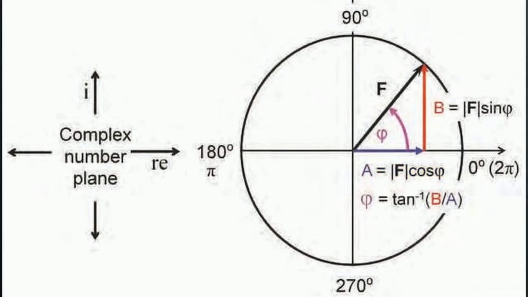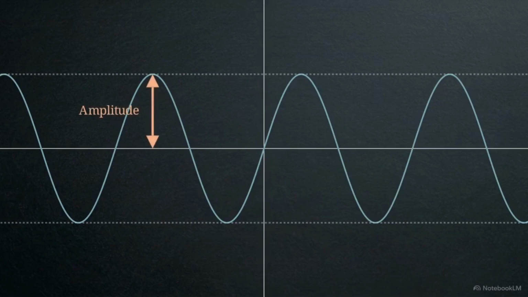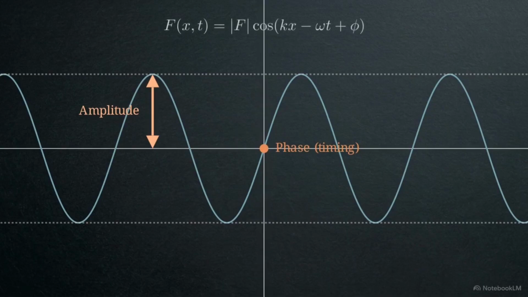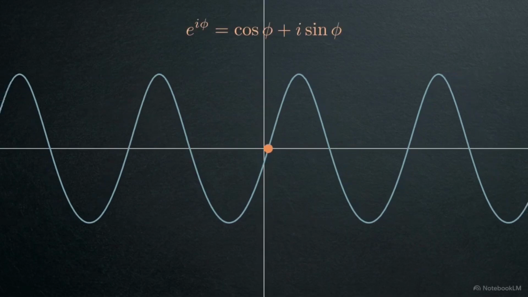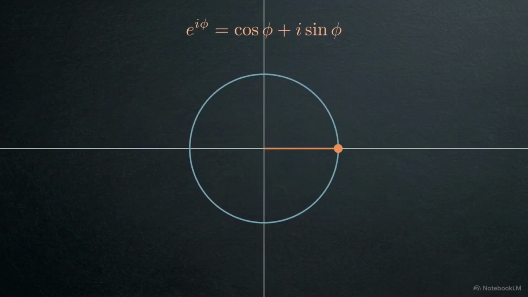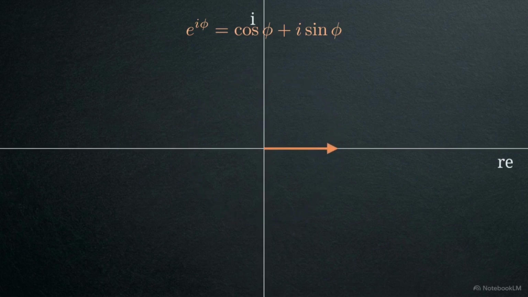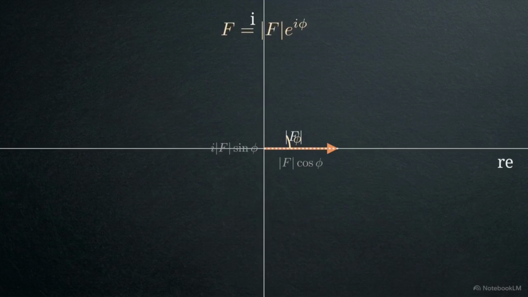The vertical imaginary axis defines the perpendicular component, calculated as the amplitude multiplied by the imaginary unit I times the sine of the phase angle. The bridge between the physical wave and the complex plane is Euler's formula, which states that e to the power of I times phi equals cosine phi plus I sine phi. This transforms a dynamic, oscillating physical sine wave into a static mathematical vector.